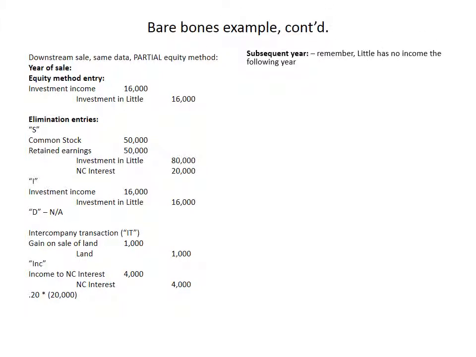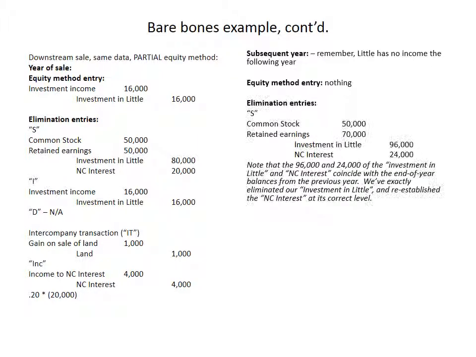The subsequent year, again, first let's remember Little has no income for the following year, just to keep life simple. Under the equity method entries, we do nothing. They didn't have any income, so we didn't have any investment income. Our elimination entries, again, we eliminate the subsidiary's beginning of year owner's equity accounts, and we split those 80-20 between the investment in Little and the non-controlling interest. A for amortization, I for investment income, D for dividends, all not applicable.